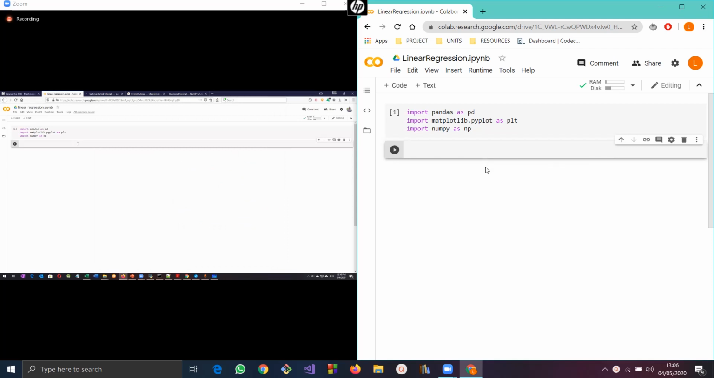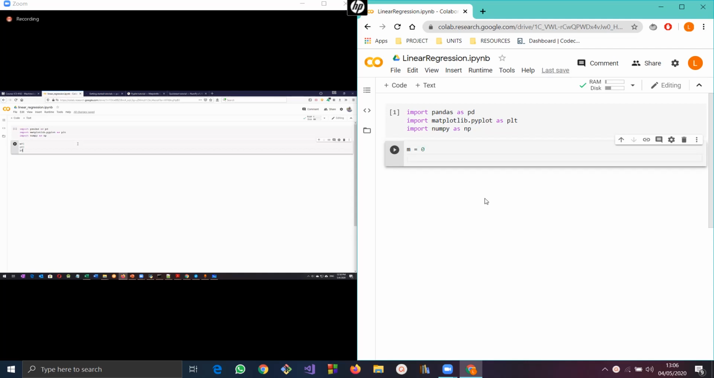I'll just say m is equal to 0. Okay, we normally just start at 0, and c is equal to 0. Those will be the initial points to start. Then in this example, I discovered that the learning rate that will work for a better explanation, because you're not going to do many iterations, is going to be 0.0001.